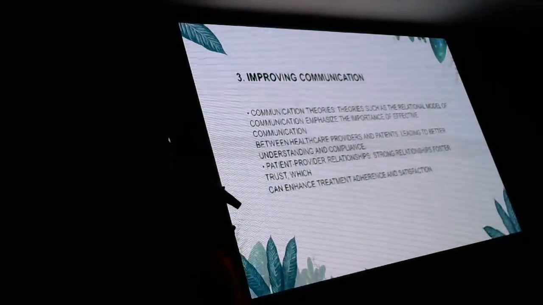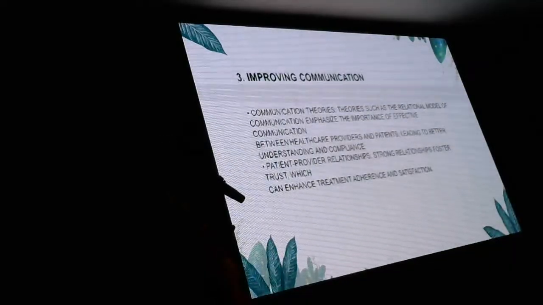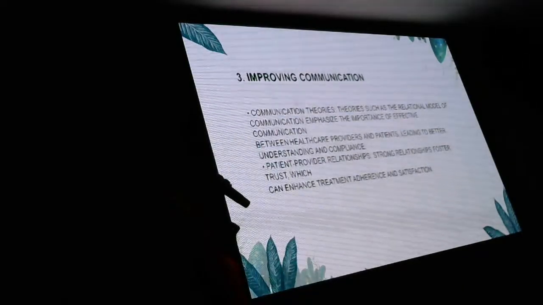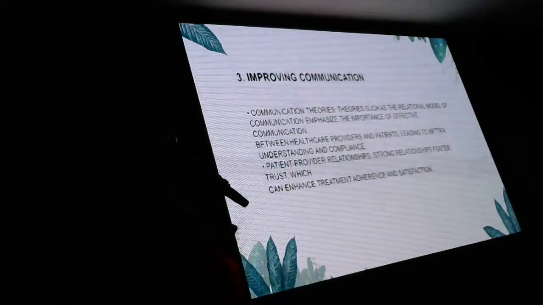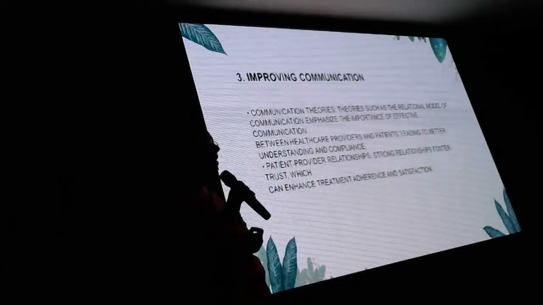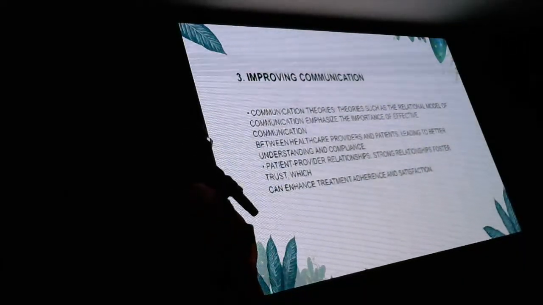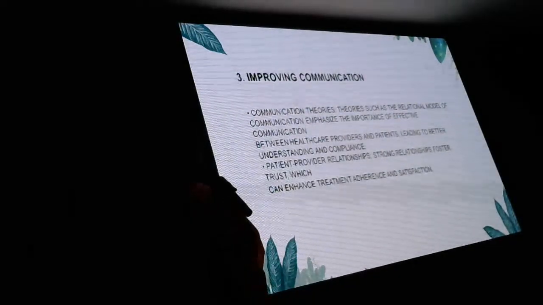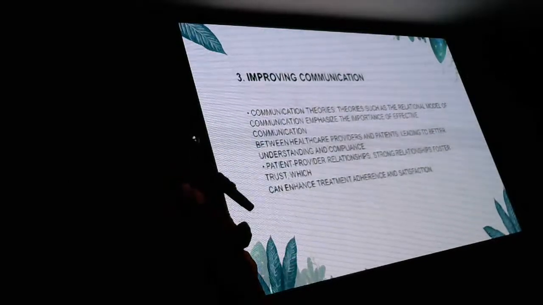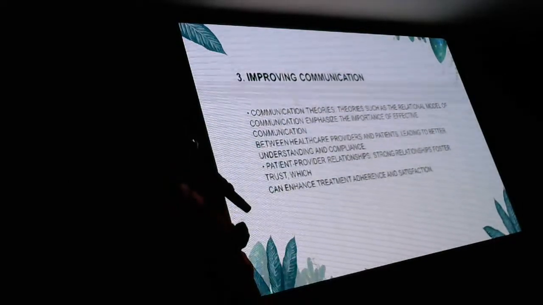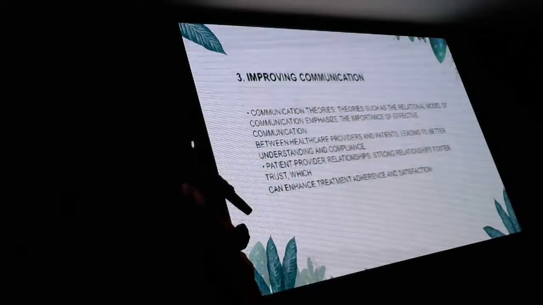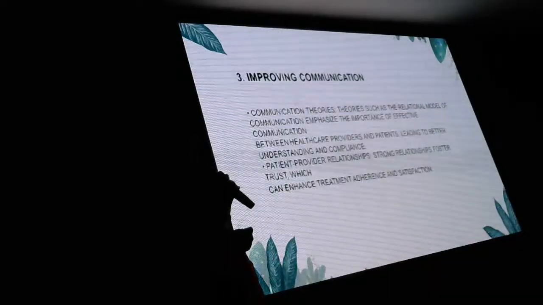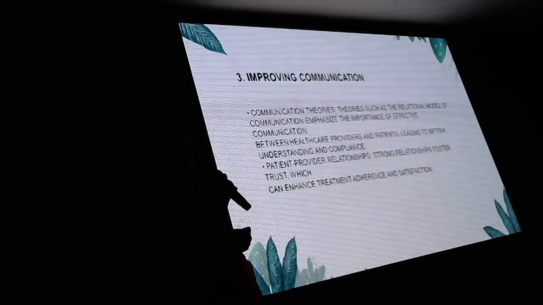See the example, improving communication. Again, Barnum's model comes here. Without communication, you cannot give effective care, right? Go to the ward. As soon as the patient is admitted, the patient is expecting the nurse more than the other team members. Whom will they expect first? Sister. Sister, you are the right person, the first person to go and ask the patient, hello, how are you? When did you come? Why did you come? What is the complete history, right? It's called communication between healthcare providers and patients, leading to better understanding and confidence.